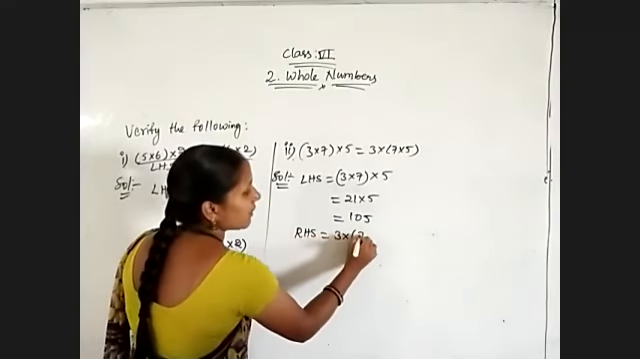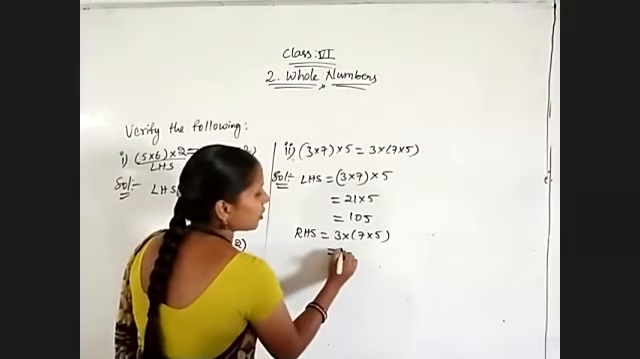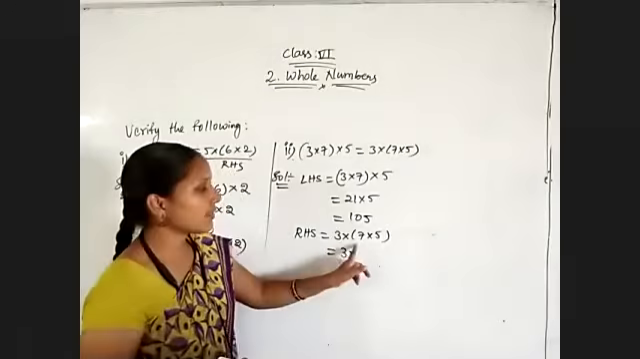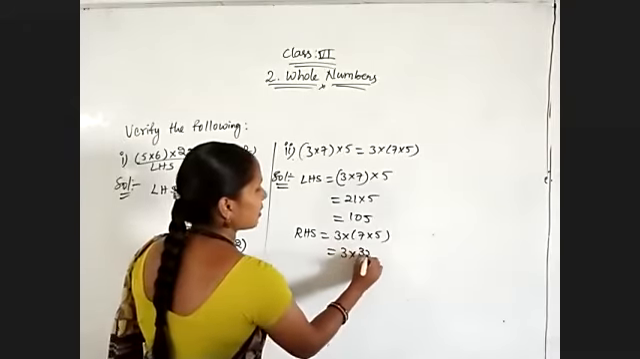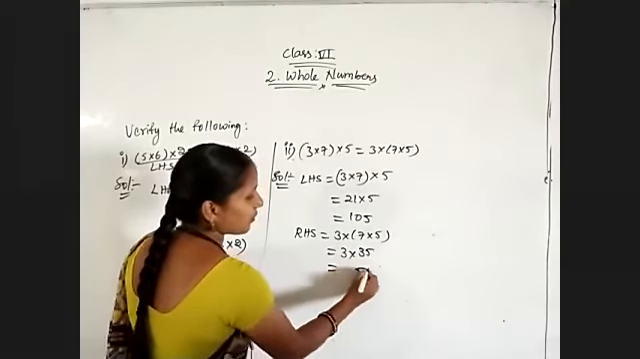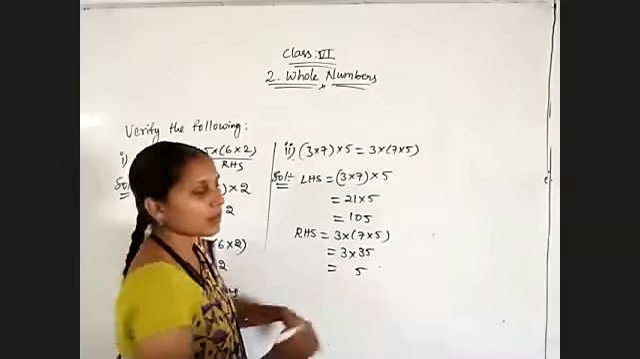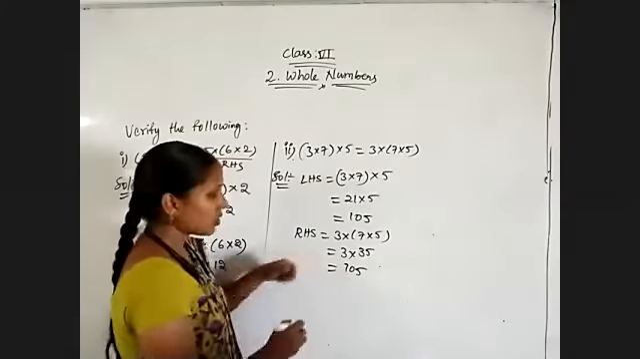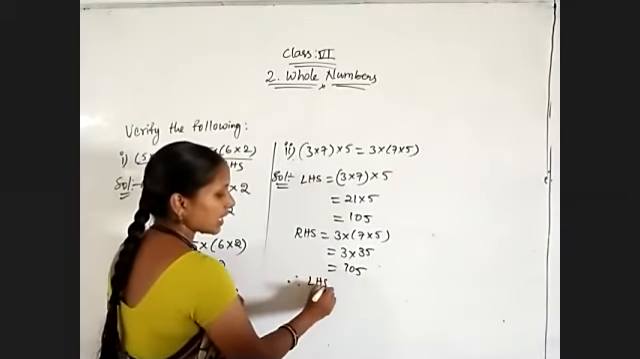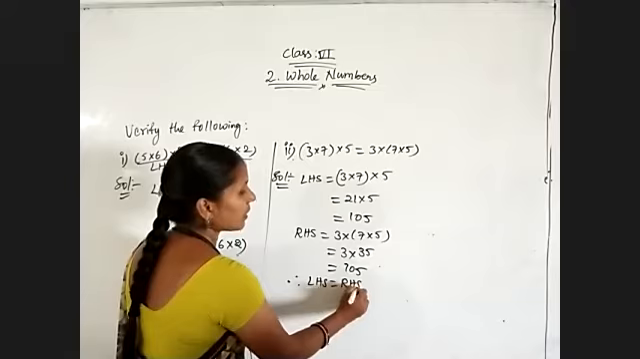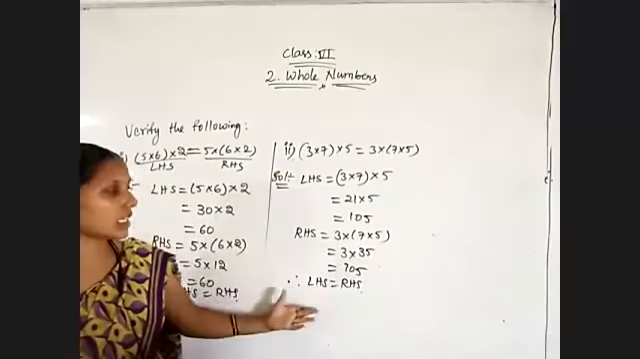3 into 7 into 5. So 7 into 5 we need to do first. 7 5s are 35. 3 5s are 15. 3 3s are 9, 9 plus 1 is 10. 105. So both are equal. LHS is equal to RHS. Means whatever they are given, we verified in this way.